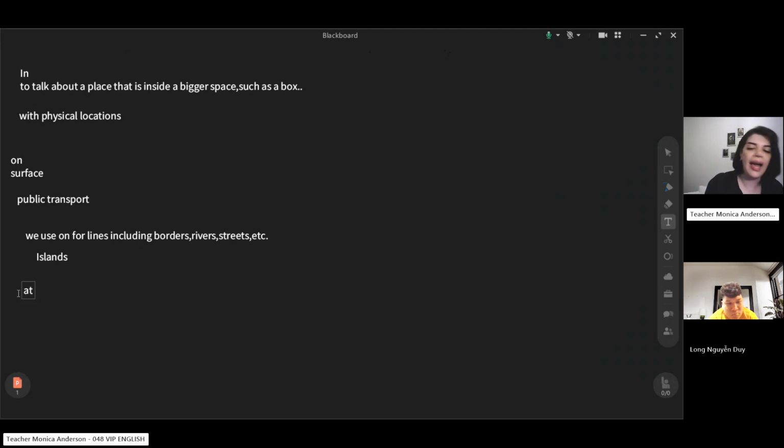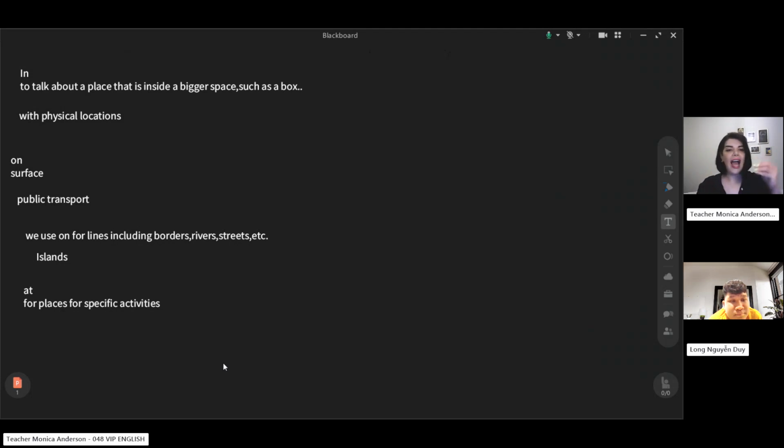So at, for places for specific activities. This is about, for example, school, which is used for education. Home, supermarket, party, for example. So specific. And when you're giving an address, for exact position.